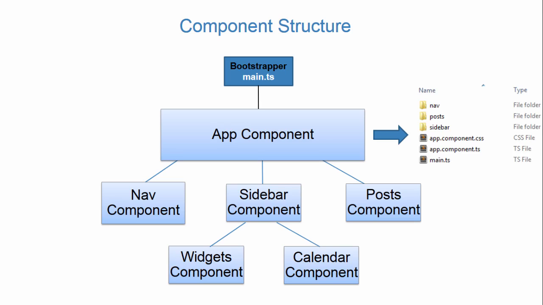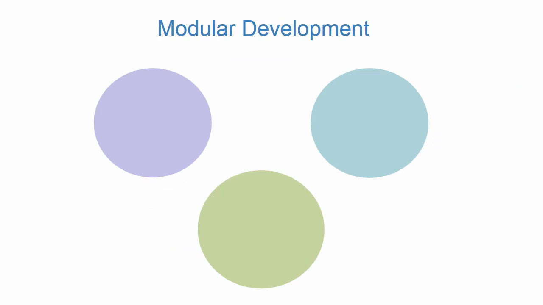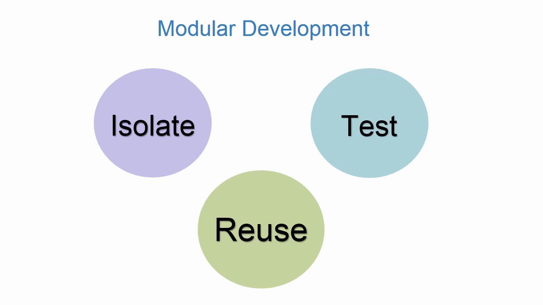And this is what our folder structure would look like for this contrived app, with the widgets and calendar folders located inside of the sidebar folder. The beauty of this modular development style is that each one of these components represent features that we can easily isolate, test, and reuse. This creates DRY components in which we're not repeating our code. Additionally, we don't have to worry about any side effects occurring in other parts of our application since our code is contained in its own isolated module.